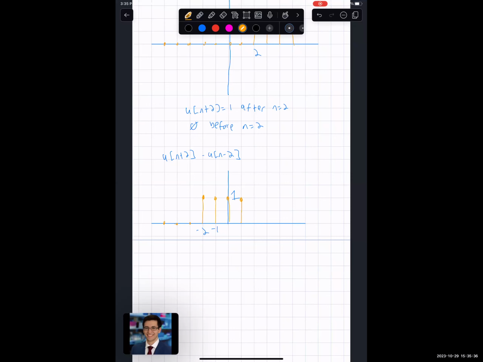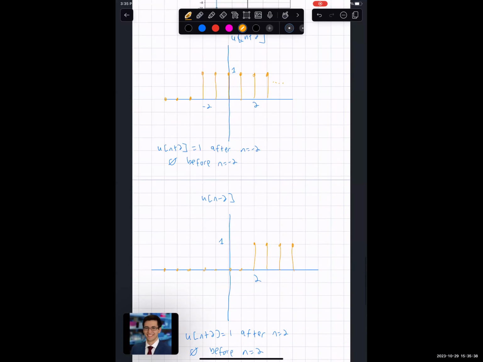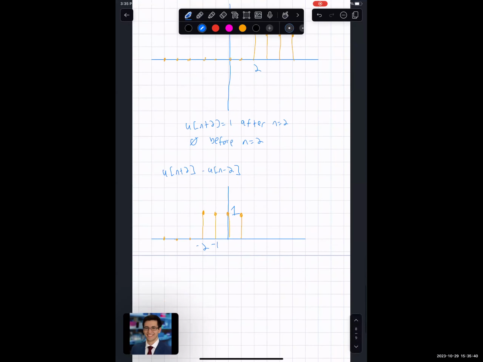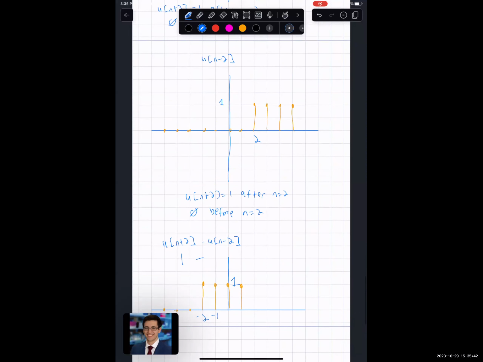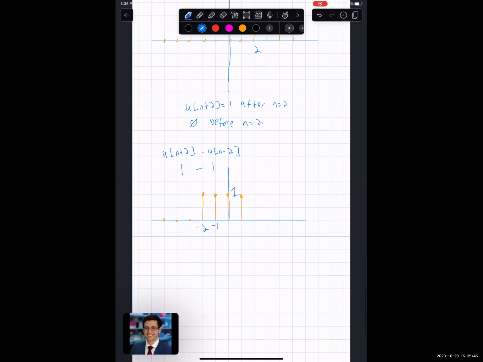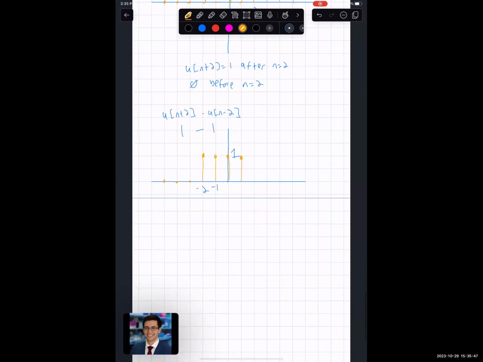And once n equals 2 happens, we have to figure out what happens again. So this guy is still 1. So we're going to have 1 minus. And now this guy hops up to 1. It's going to be 1 minus 1. So now it's going to be 0 forever. Okay? Everybody understand me so far?